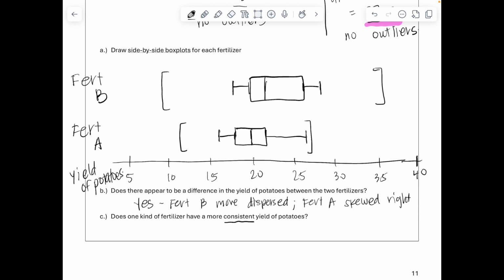Part C said, does one kind of fertilizer have a more consistent yield? And this would be one that's not so spread out. So being consistent means a smaller IQR. And we'll say yes, fertilizer A has a smaller IQR, or that box in the middle.